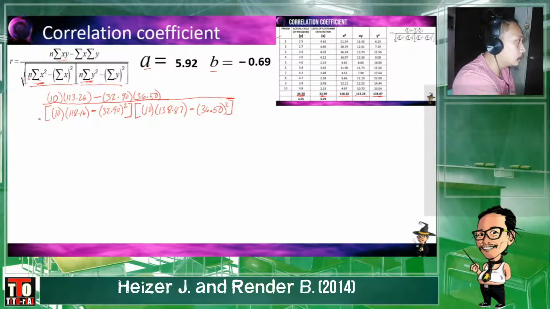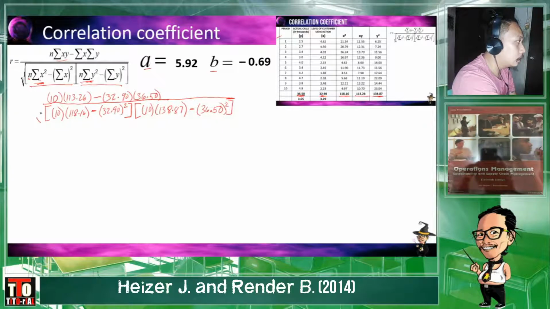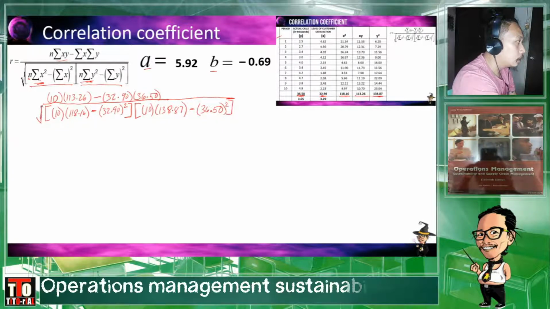But, guys, don't forget that it also has, again, a square root sign on top.